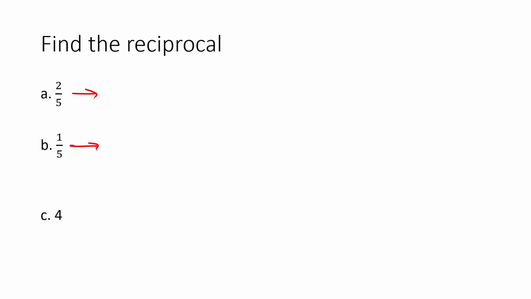Okay, now, hopefully you paused the video. So let's find the reciprocal. 2 over 5 is 5 over 2, and 1 over 5 is 5 over 1, and 4 is, well, first of all, you need to change 4 to a fraction. So you have 4 over 1, and now you find the reciprocal, which is 1 over 4.